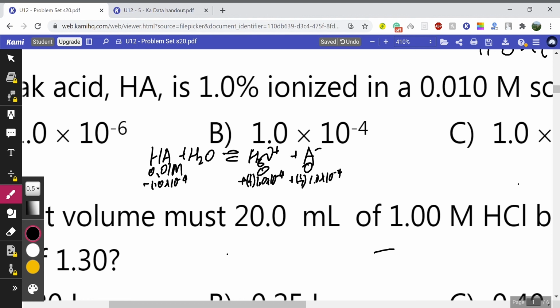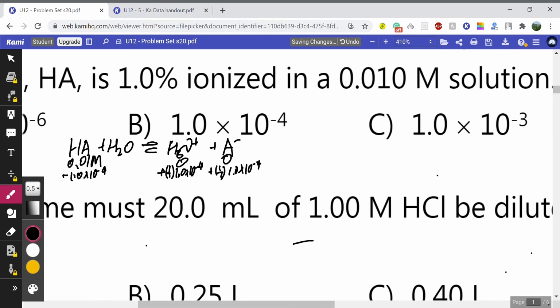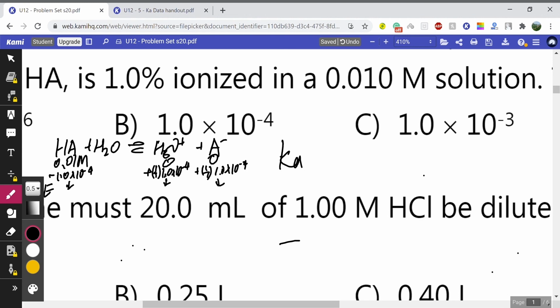So what is 0.01 minus? Actually, that's enough for now. This is going to go down here, this is going to bring down here, and this is going to go down here as our equilibrium values. Now we have Ka. It's looking for the Ka.